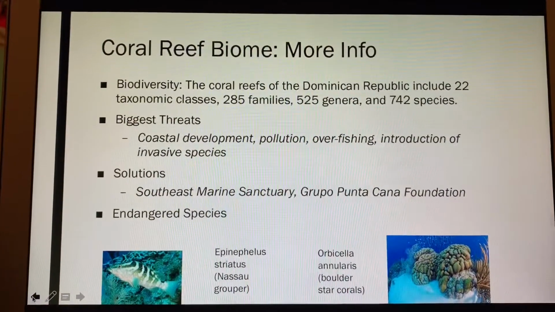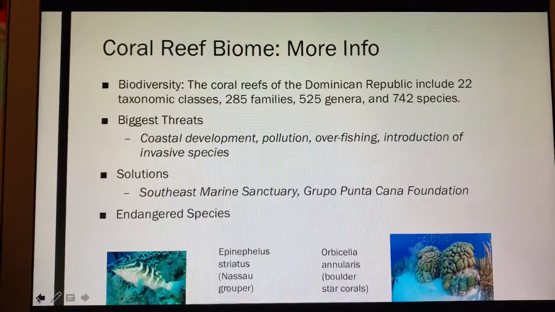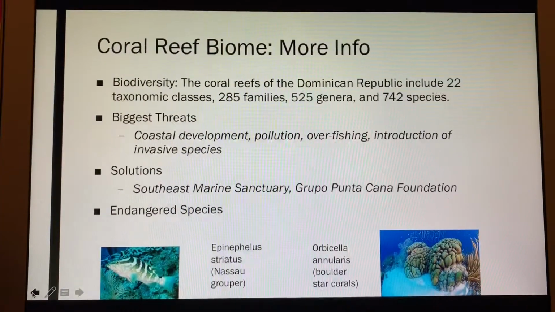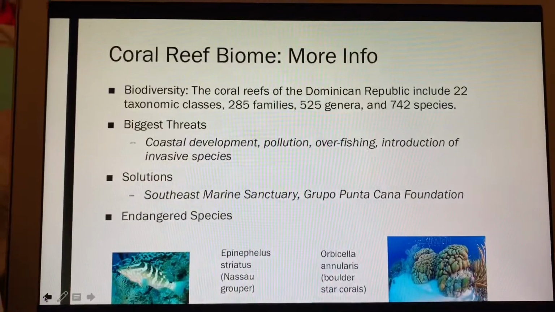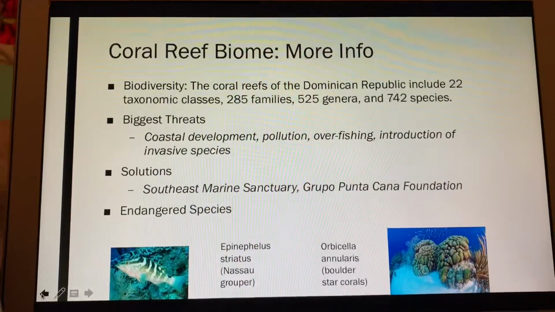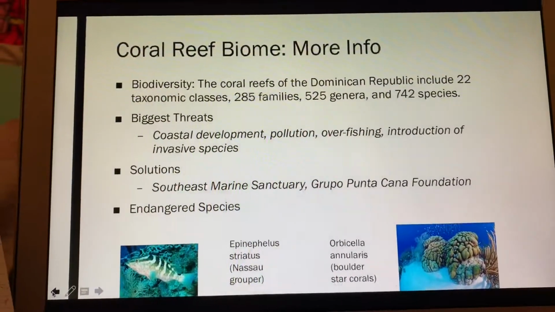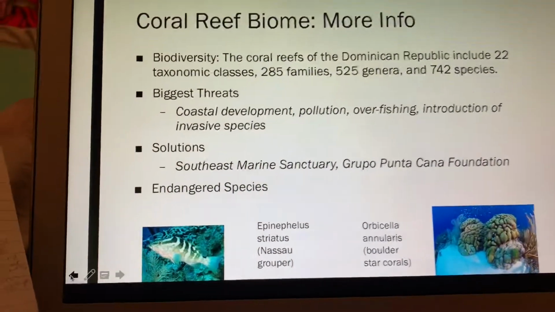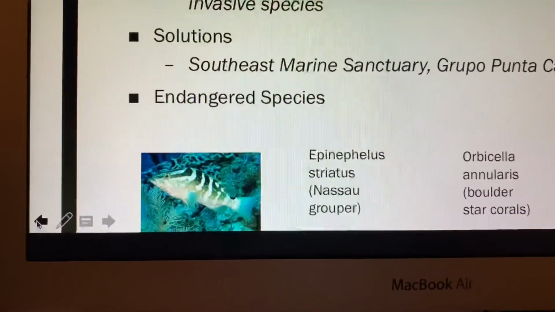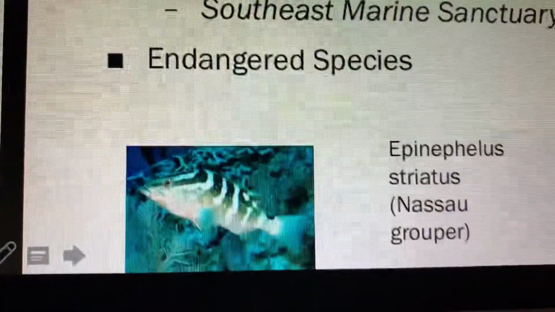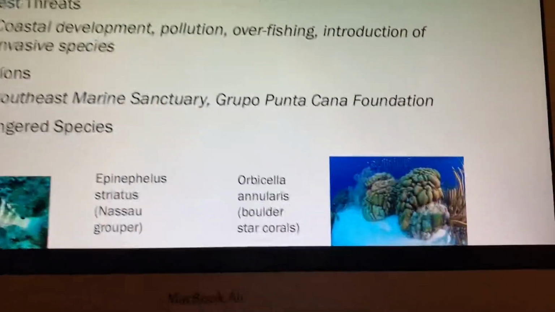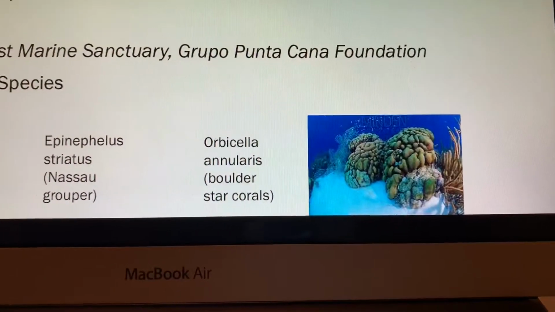The Grupo Punta Cana Foundation is just a local group that teaches about the importance of the coral reef, and it's a nonprofit organization. And there are a lot of other nonprofit organizations as well that help fight against these threats to the coral reef. Some endangered species. This is the Nassau grouper, and then there's its taxonomic name, but I'm not going to try to pronounce that, and it looks like that. And then I could not find an aquatic plant for the coral reefs, so I picked a coral, and it's the boulder star coral.